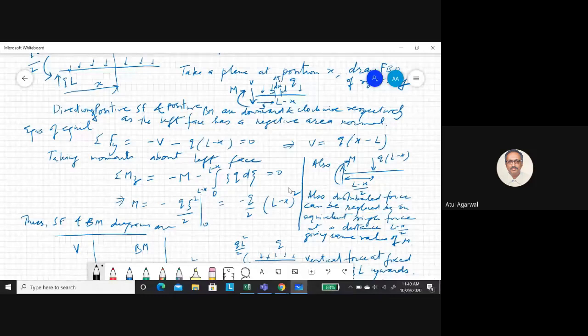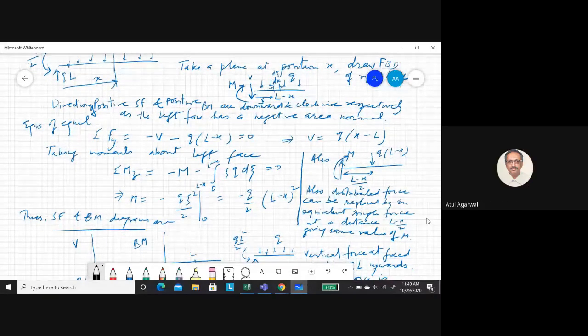So suppose this distributed force was linearly varying instead of uniformly varying. You could have used this trick. Lavish, is it okay? Yes, sir. Is it difficult? No, sir, but it's conceptual. Okay, so nothing great about it. You take a linearly varying distributed force. This way you can do. Okay.